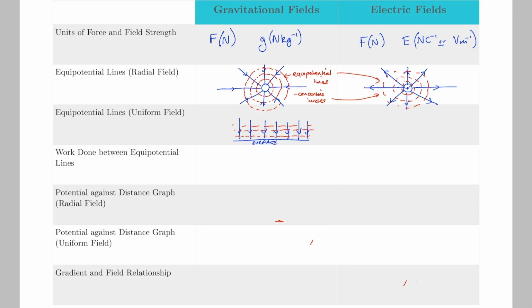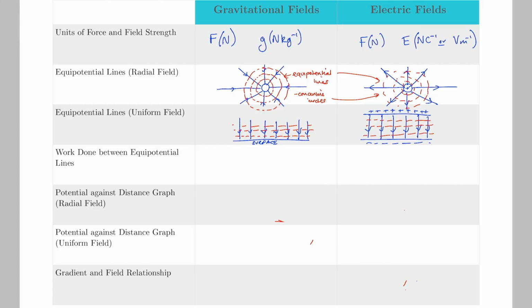And it's the same situation for the uniform electric field. We have a uniform electric field looking like this. Let's ignore the edge effect just now. And the equipotential lines are equally spaced and parallel.